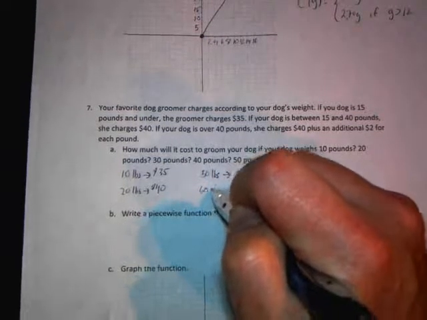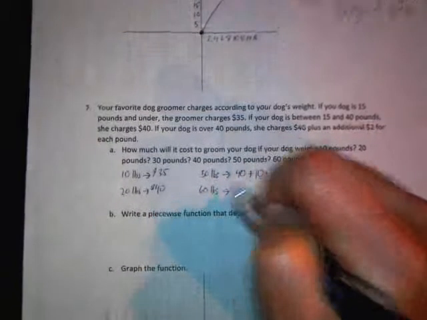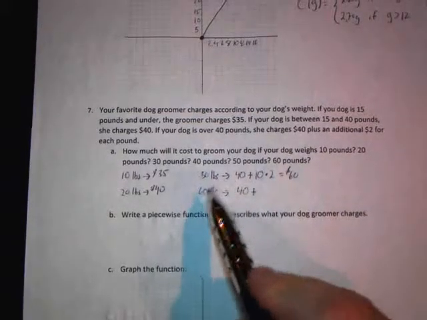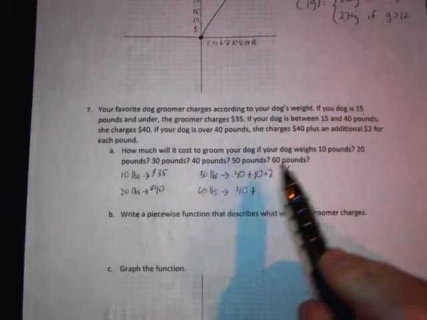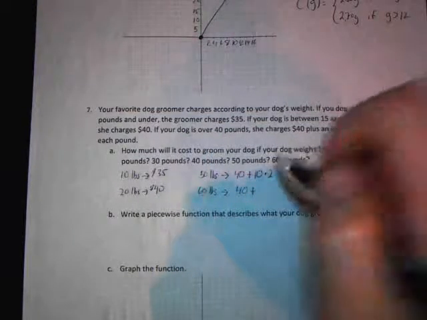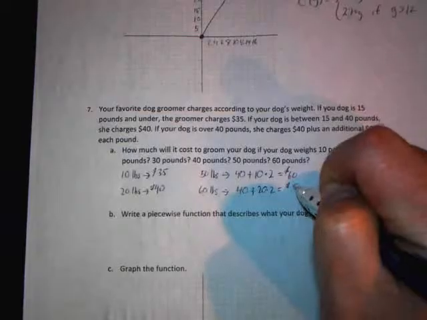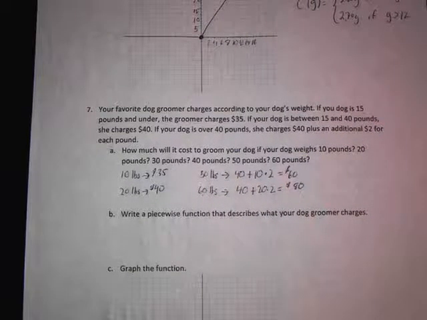Similarly, for your 60-pound dog, you're going to pay the $40 flat rate plus, since a 60-pound dog is 20 pounds more than 40 pounds, you're going to pay 20 times 2. So that's going to cost you $80.